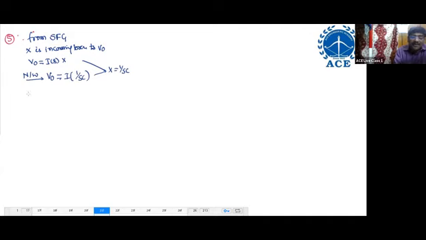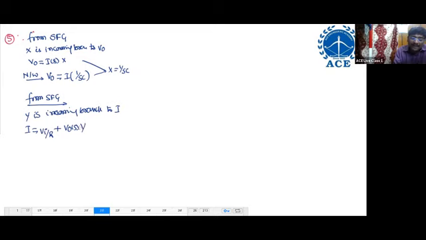Next, similarly, Y from SFG. What you have to write? Y is the incoming branch to I. Write the equation of I. I equal to what? Vi by R plus V naught of S into Y.